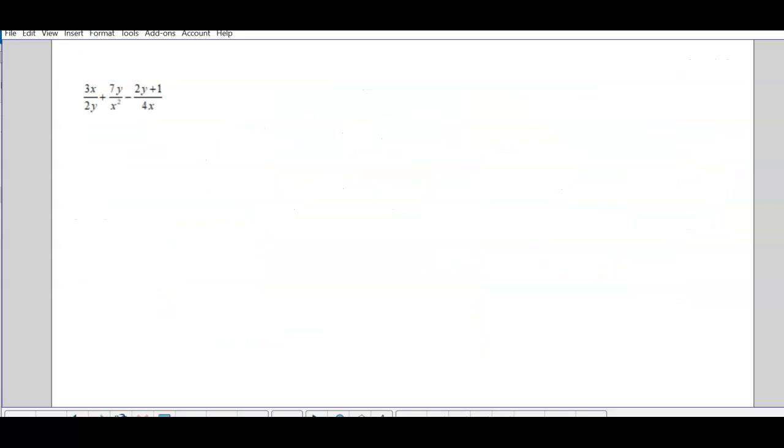Okay, so the next one has 3 terms. So 3 denominators to look at. So for your lowest common denominator, we have to have 2y, we have to have x squared, and we have to have 4x. That means we already have a 2 from there, so multiply by another 2, and we've already got an x. So really 4x squared y is your lowest common denominator.